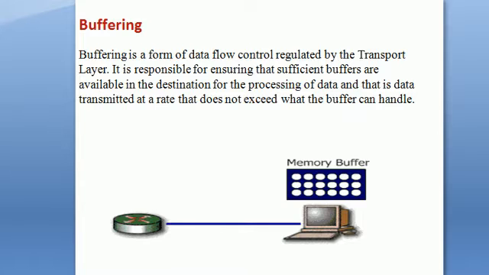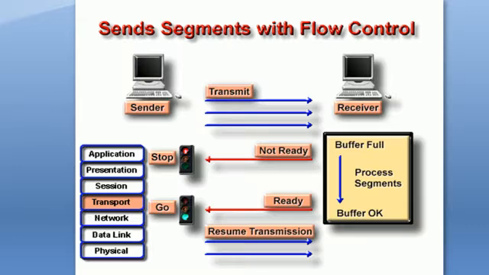It is responsible for ensuring that sufficient buffers are available in the destination for the processing of data and that data is transmitted at a rate that does not exceed what the buffer can handle, as you can see in the figure. Send segments with flow control.